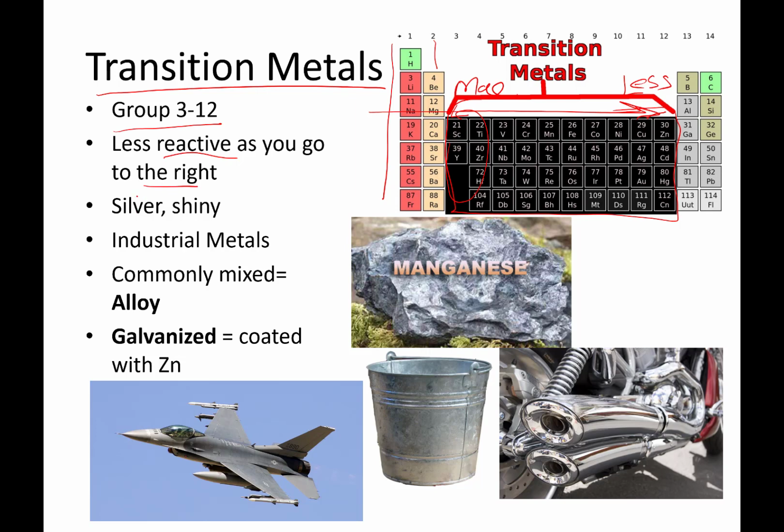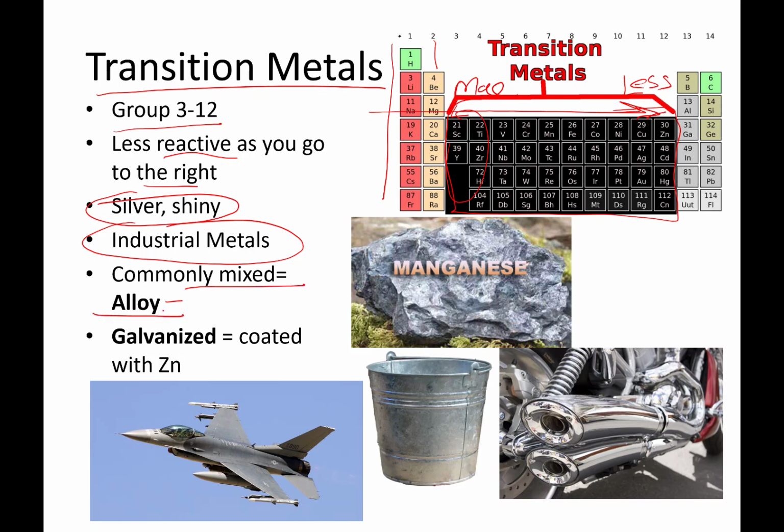First off, most of them are silver and shiny. These are going to be our industrial metals. These are the ones that make our modern age, that build our buildings, our gizmos, our machines. They are commonly mixed together. Some we see in pure form, but very often they are alloyed.